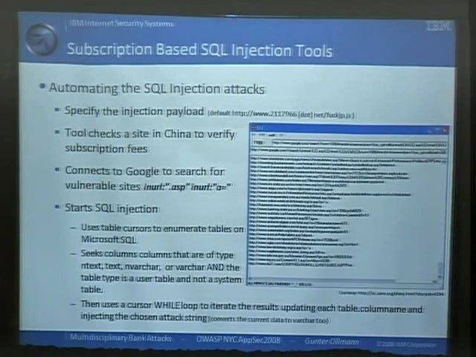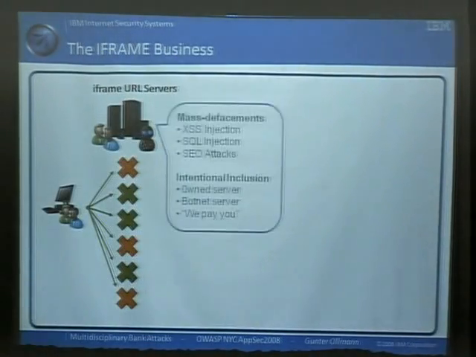You specify a URL where your malware is that you want to install through the iframe, and click Go. This tool gets up to about 5,000 defacements per minute. So what else? Understanding the IFRAME business. Just to give a better idea of the scale of things.